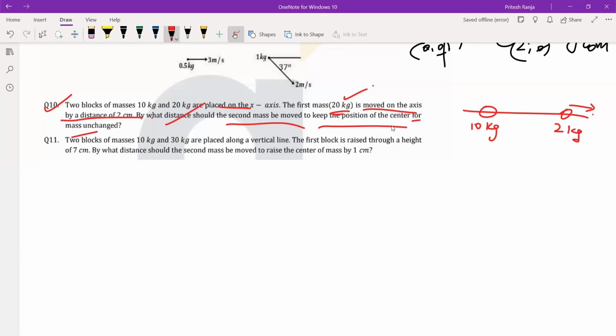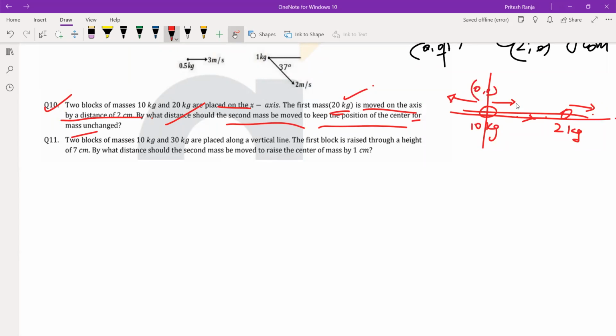We discussed this yesterday, right? If you move this also by 2 centimeters to the right, what will happen? The center of mass position will shift forward by that distance. So definitely you have to move it back by some distance so that the center of mass stays in the same place. Let's complete this one. Let's assume this is at the origin.